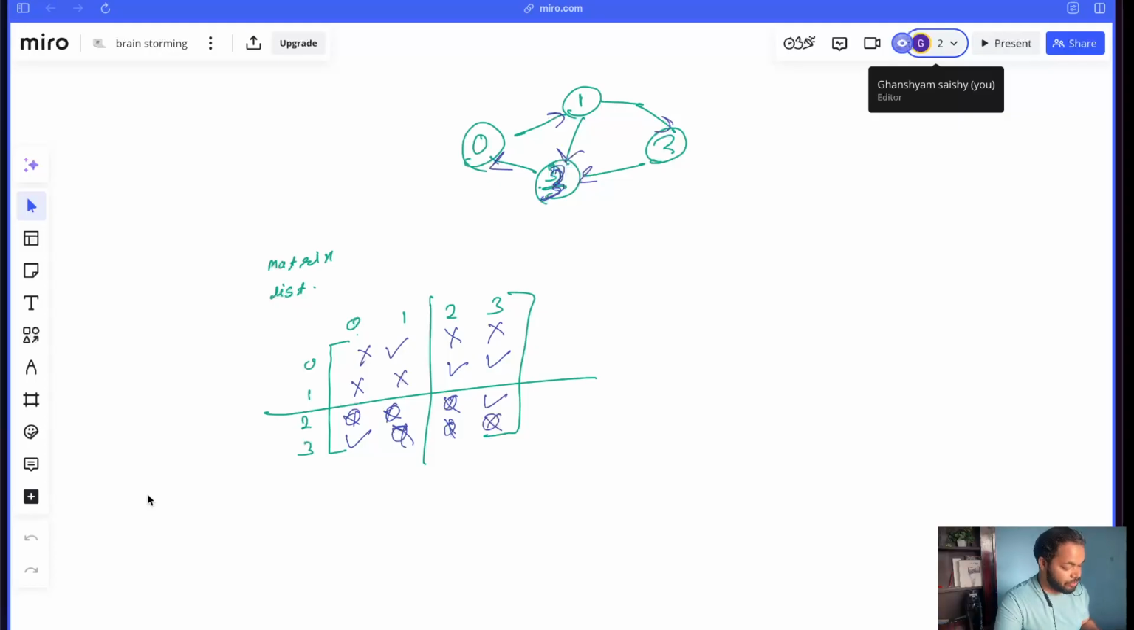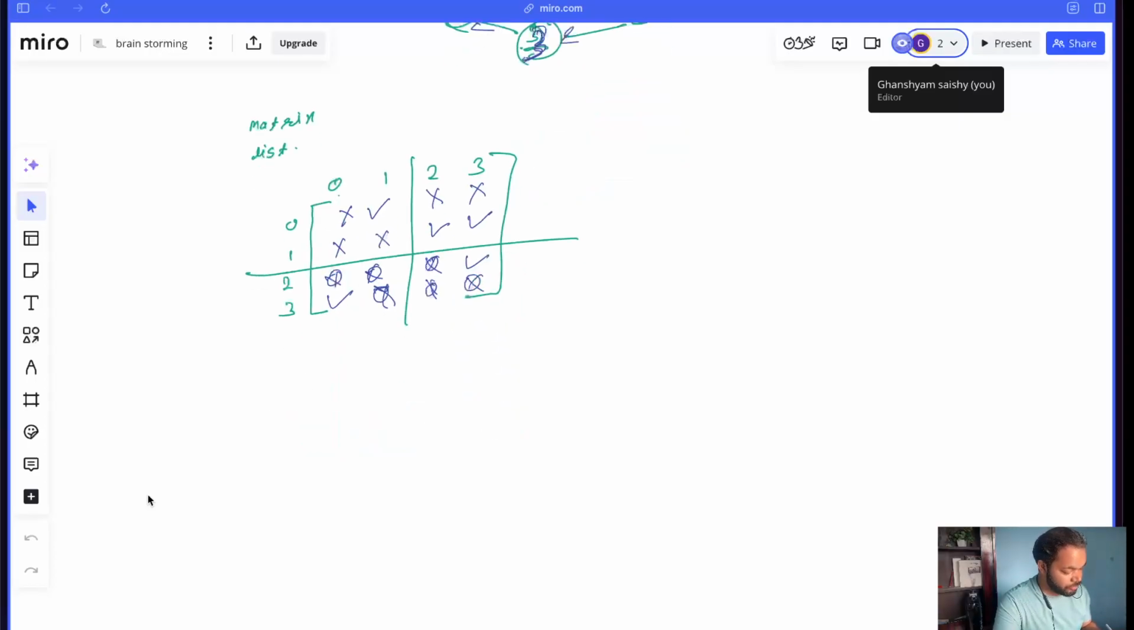Yeah. So this was the matrix representation. Let's move to the other representation, that is the list representation of it. In the list representation, what we will do is we will have all the nodes in the list, like 0, 1, 2, 3, and store the edges here.